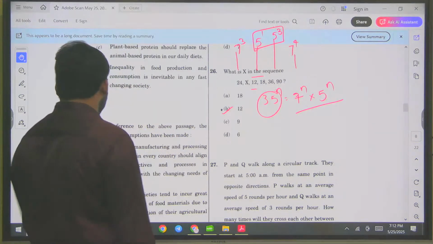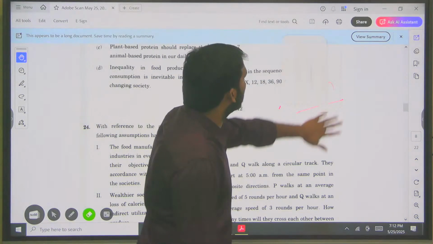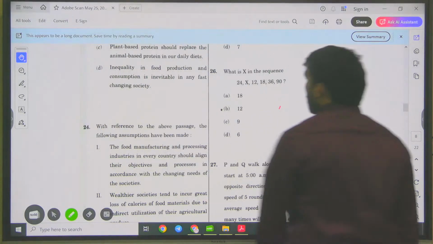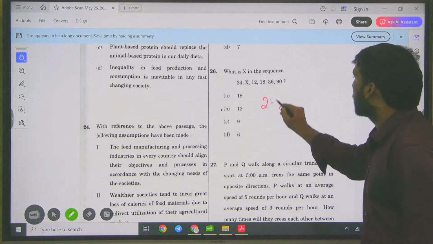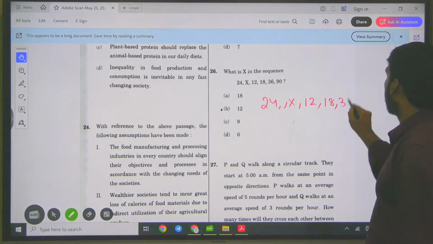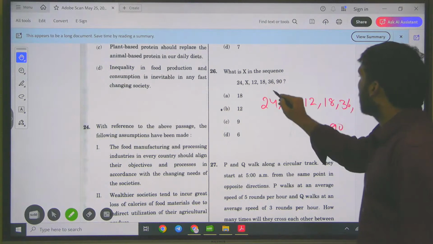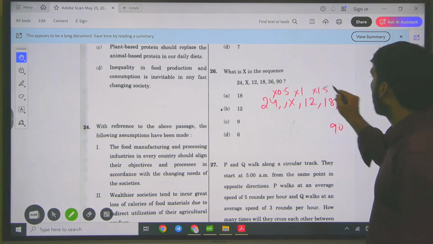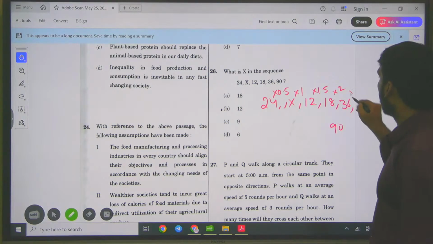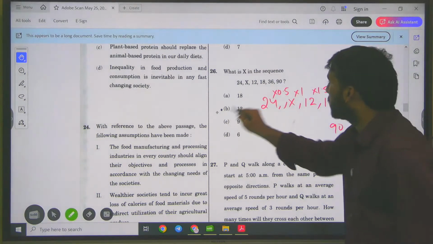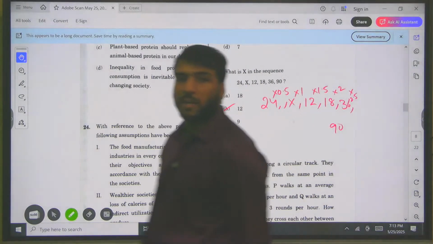One more question from series. If I observe 24, x, 12, 18, 36 and 90 into 0.5 into 1 into 1.5 into 2 into 2.5. So how much will it be? 24 halves are 12.